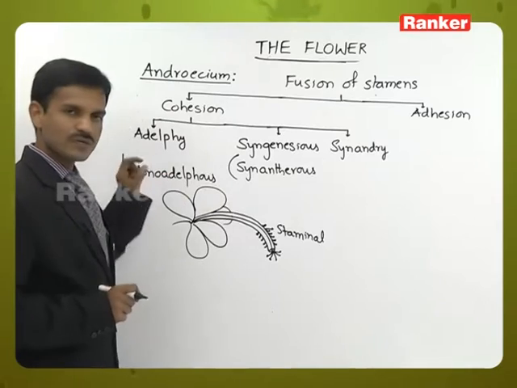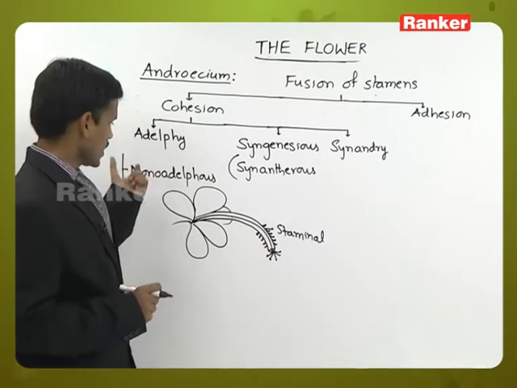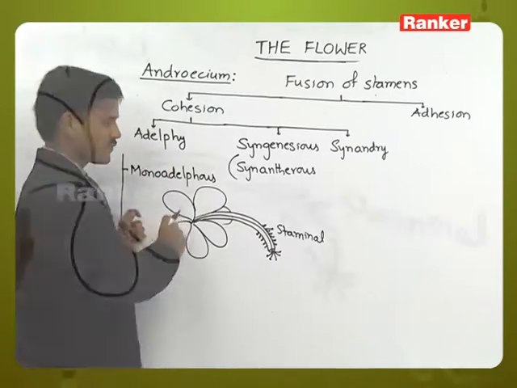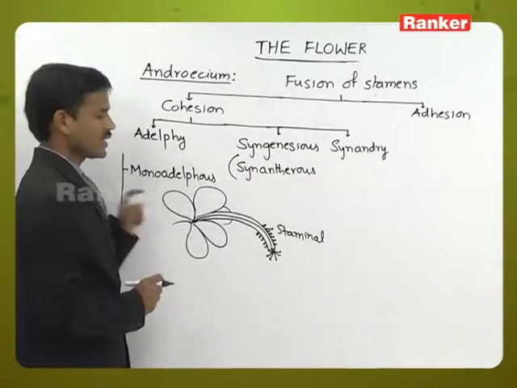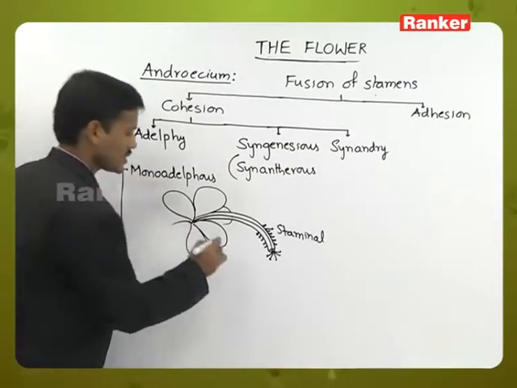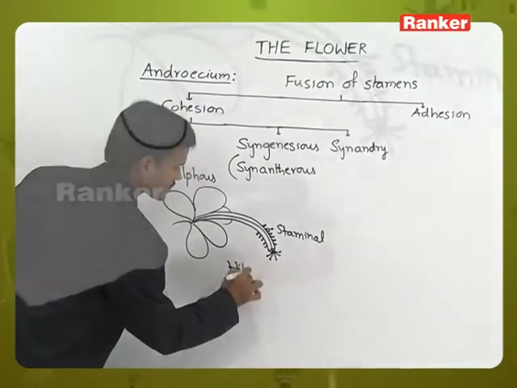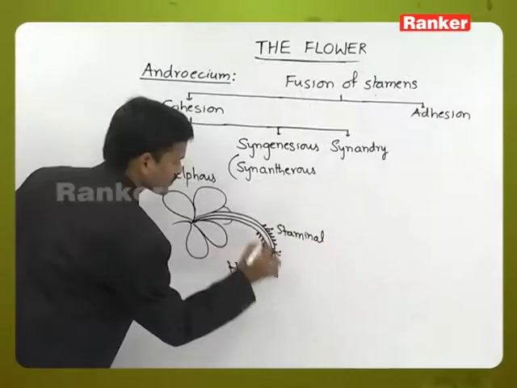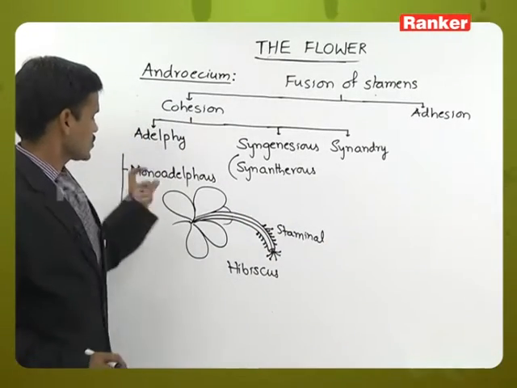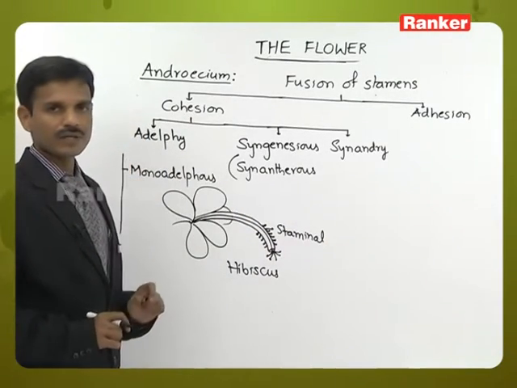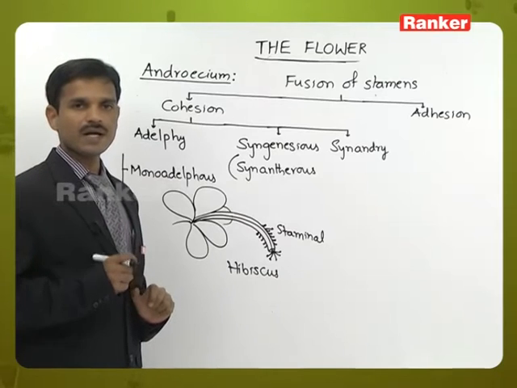Adelphy means fusion of filaments. Monadelphous means the filaments are fused to form a single bundle. It is the monadelphous condition observed in hibiscus. So it is the first type of Adelphy. The second type is diadelphous.